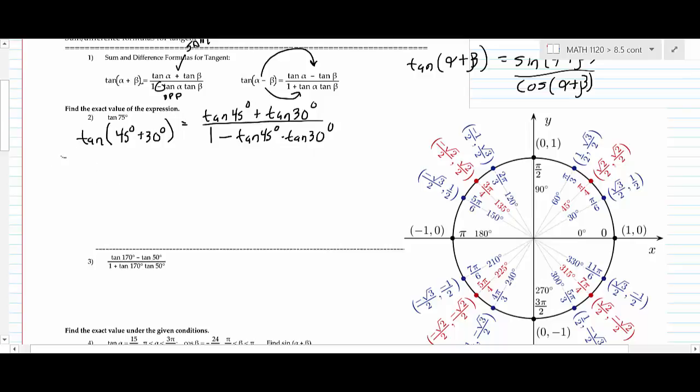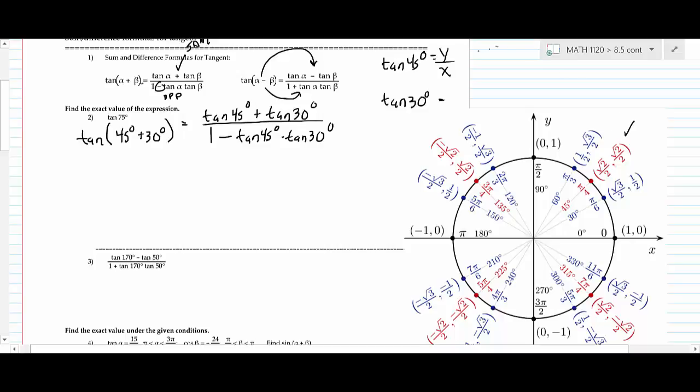So what I'm going to do is look at the unit circle and figure out what the tangent of 45 is, and then what the tangent of 30 is. So how do you find a tangent on a unit circle? What do you look for? Y over x, right? So let's look at y over x, and whatever we can do in our head, let's do in our head. If you go to 45 degrees, you have root 2 over 2 divided by root 2 over 2, so that's 1. So the tangent of 45 is 1. That's nice and simple.